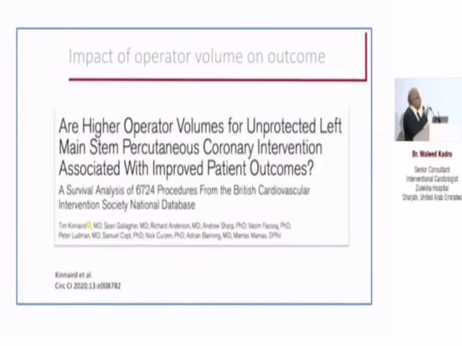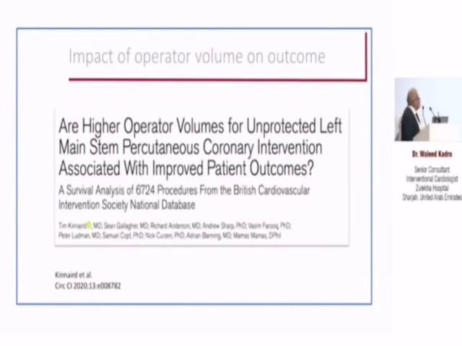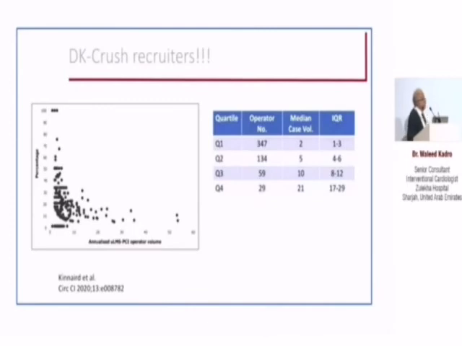So let's go to the reality and review some of the data from the UK, since our chairman is from the UK and asking me to go faster. This is the study from the UK, from the British Cardiovascular Intervention Society, and this is the registry, a big number, about 11,000 cases. And look at this. This is the people and their result.